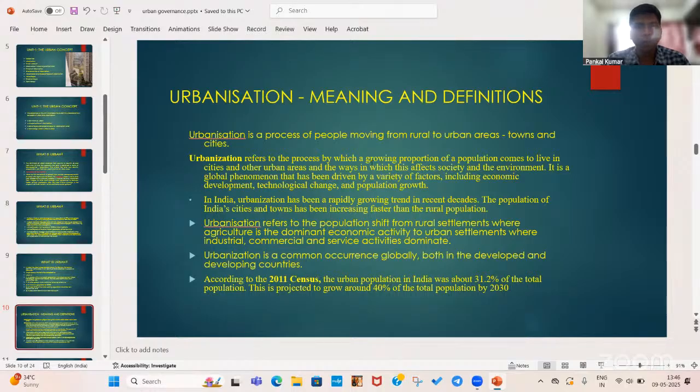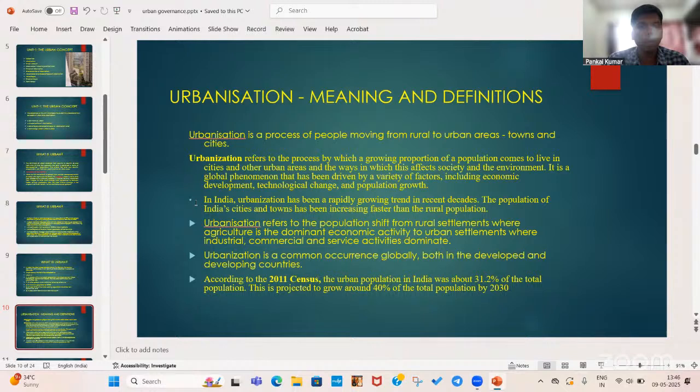It has basically been driven by different factors that we'll discuss in detail, like economic factors, economic development, technological change, population growth, social factors, and there are several other factors which we'll discuss in detail.